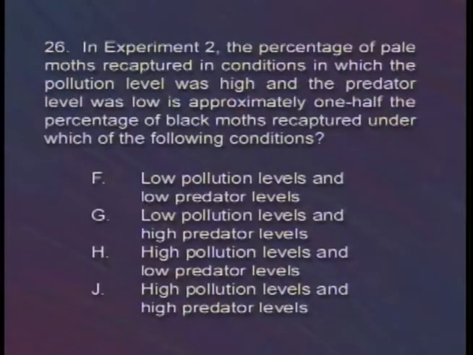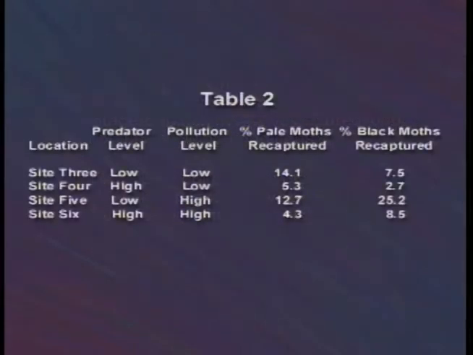Question 26. In Experiment 2, the percentage of pale moths recaptured in conditions in which the pollution level was high and the predator level was low is approximately 1/2 the percentage of black moths recaptured under which of the following conditions? Looking at Table 2, the percentage of pale moths is 12.7 when the pollution level is high and the predator level is low. This percentage is approximately half of what black moth percentage? Well, 12.7 is about half of 25%.